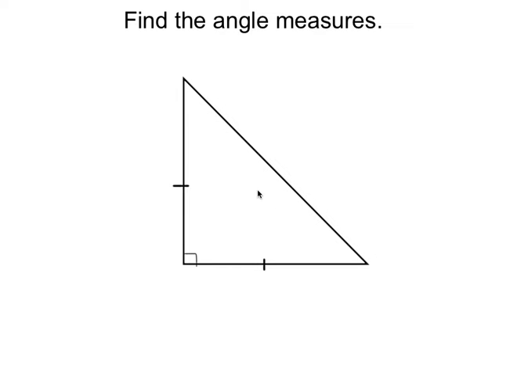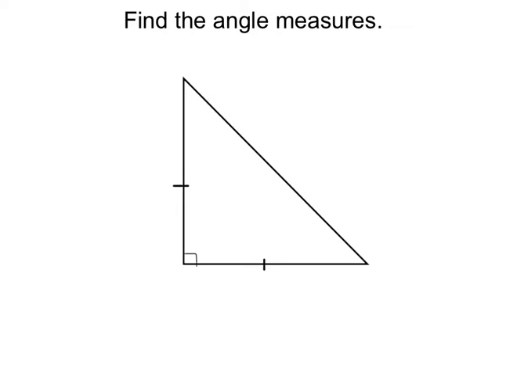Today we are going to talk about special right triangles. In our last lesson, we talked about the Pythagorean theorem. Today we are going to identify some right triangles that are even more special than others. I'd like you to begin by finding the missing angles in this triangle.